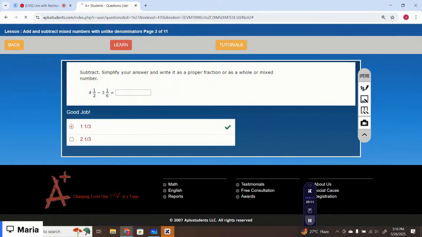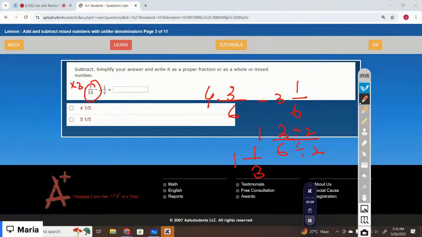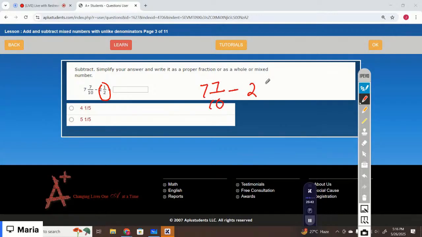Okay, the next one is 7 whole 7 over 10 minus 2 whole 1 over 2. So make their denominators the same. So you have to do 2 times 5 is 10, right? So you need to multiply the fractional part of this mixed number by 5. 1 times 5 is 5, 2 times 5 is 10.